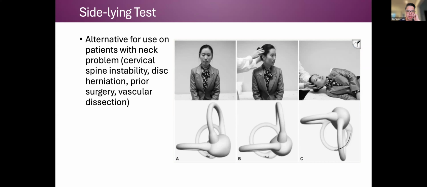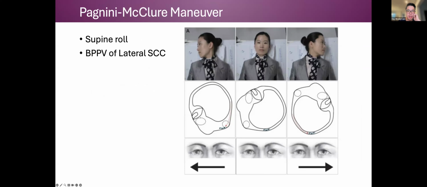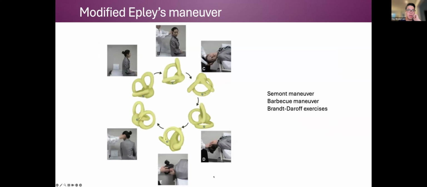And so that's for posterior semicircular canal BPPV, but there's also the supine roll, which looks for BPPV of the lateral semicircular canal. So you have patients slide down, and then they turn their head side to side. And then this is just showing an example of what would happen with the otoliths in the lateral semicircular canal that would then initiate the nystagmus.